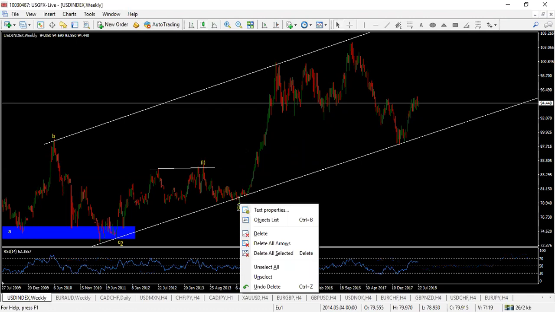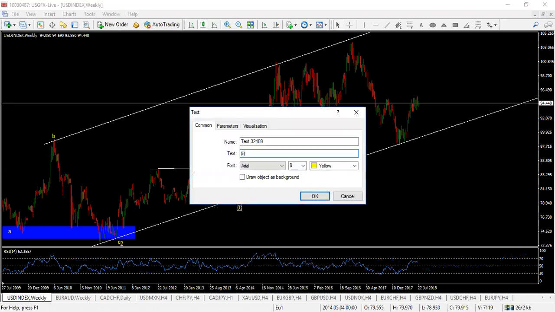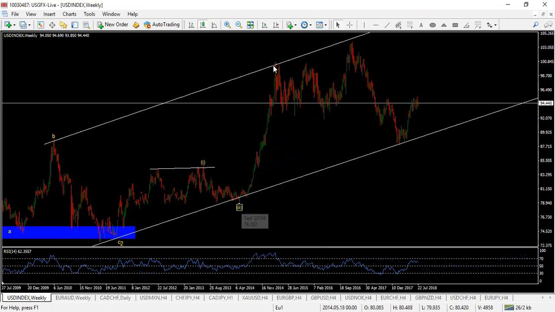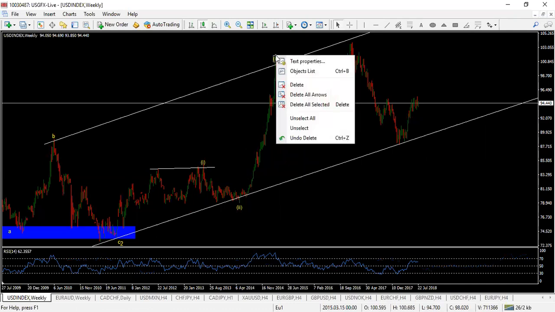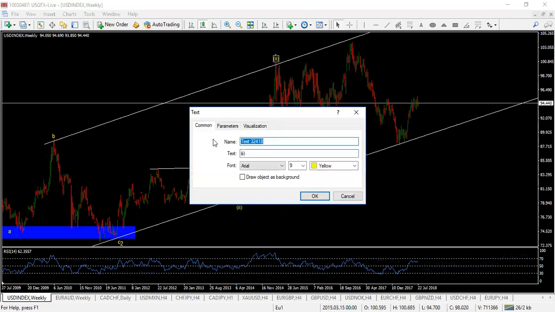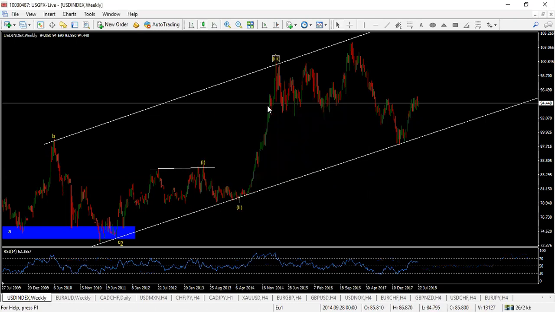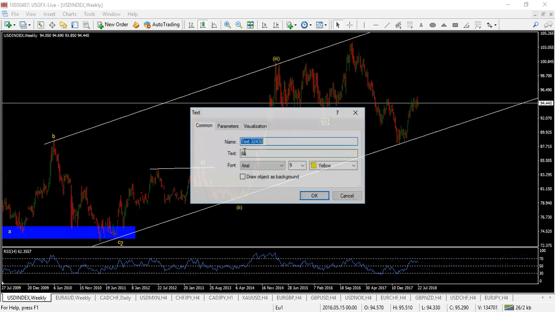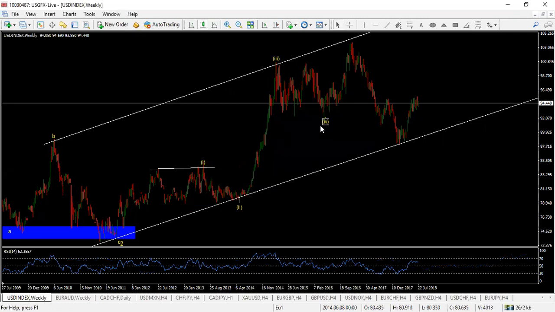So we've got our wave 2. And then automatically we got our wave 3. And then finally we've got our wave 4. So you see, inside each and every correction, whenever the market corrects, it forms 5 waves, especially if it's an impulse wave. Now we've got our wave 5. This is our wave 5.